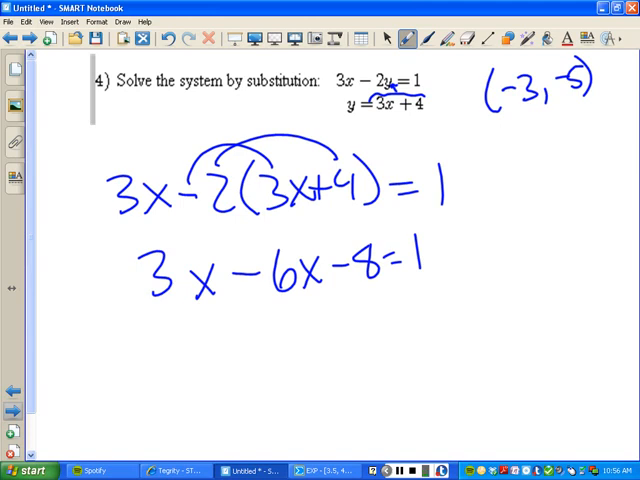Don't forget to distribute the minus. A lot of people will put a plus 8 there. Be careful with those signs. Remember, in life, it's always the mosquitoes that bite you. It's never the elephant. All right? 3x minus 6x is negative 3x. Minus 8 equals 1.